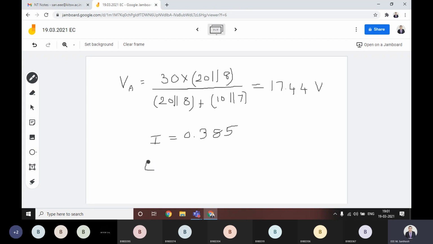What is the formula for energy? Can anyone tell us? In case of the inductor, what is the formula for calculating the energy? Half Li square, sir. Very good, half Li square. That L value they have given you already, and the I value you now have, and simple substitution into half Li square will give you the energy stored in the inductor. You simply calculate the value of energy stored in the inductor.